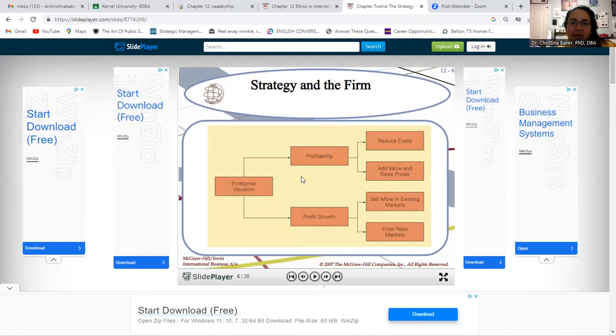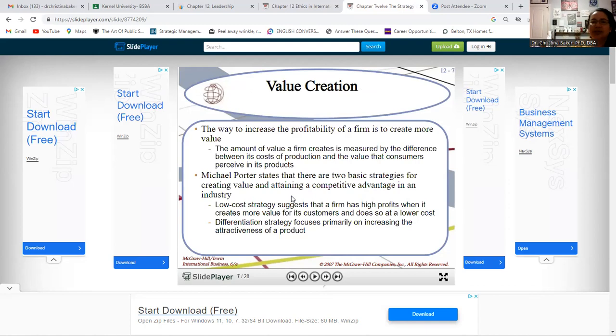We have enterprise valuation, profitability. We have product growth: reduce costs, add value and raise prices, sell more in existing markets, enter new markets. Value creation. The way to increase the profitability of a firm is to create more value. The amount of value a firm creates is measured by the difference between the cost of production and the value that consumers perceive of the products.